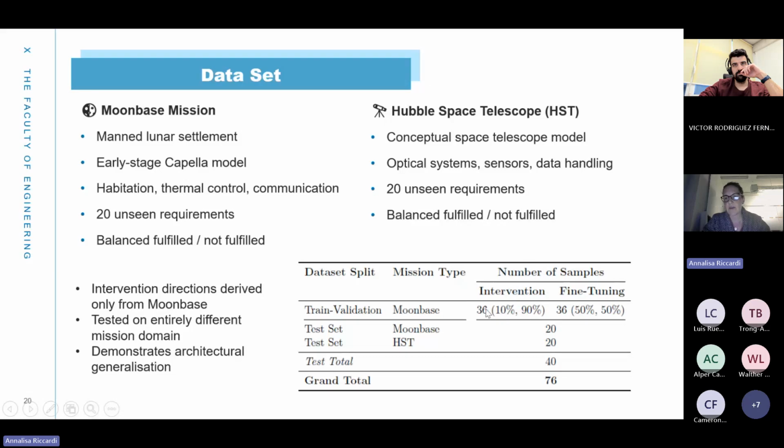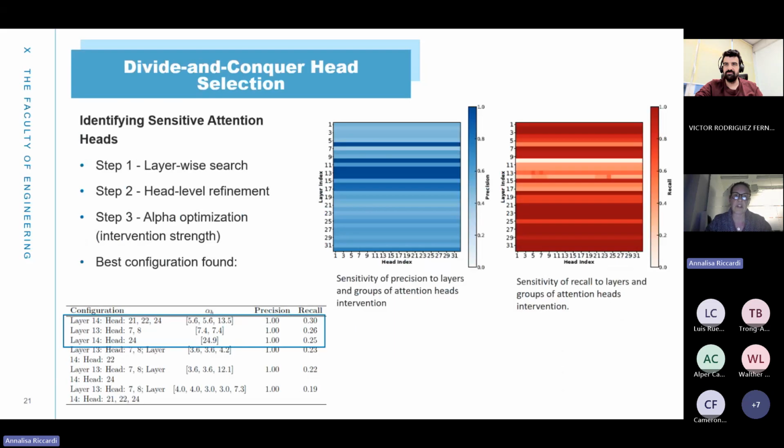And also we want to compare how that compares to a fine-tuning approach. The other thing that is interesting here is that when we design our intervention techniques, we design it only on the moon-based system engineering model. So basically it learns the most influential heads to not promote false positive actions only on the system engineering model of the moon base. And then we'll see that it equally behaves well when we test it on the Hubble Space Telescope. So it generalized well, not specific only to one mission.